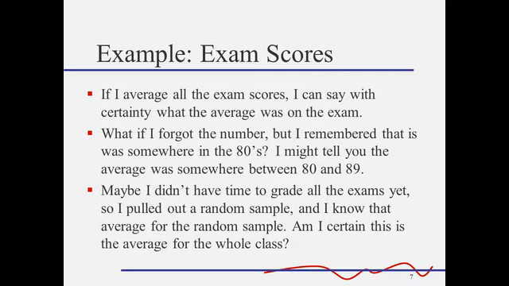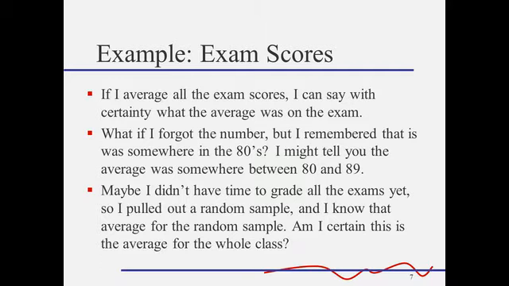Or maybe I remember that the average was in the 80s, but was a B plus or close to a B plus, so maybe I say the average is somewhere between 85 and 89. This is another guess that includes the true value, but a narrower interval, a narrower range, because I remembered more information. So what if I didn't have time to grade all the tests? What if I decide to pull out a random sample of tests from the class and I only grade those tests and I compute an average for the sample?